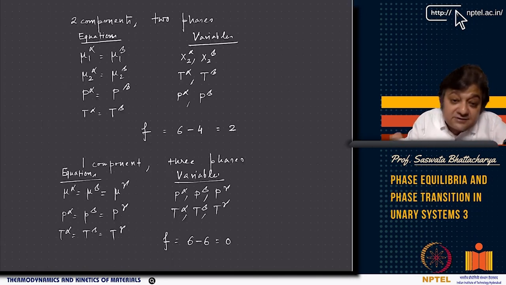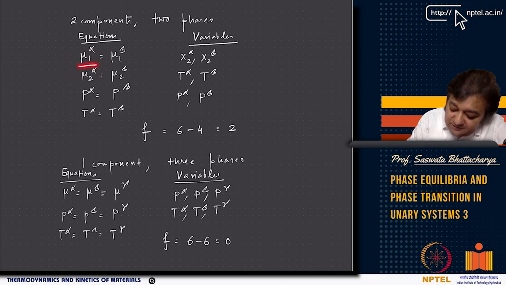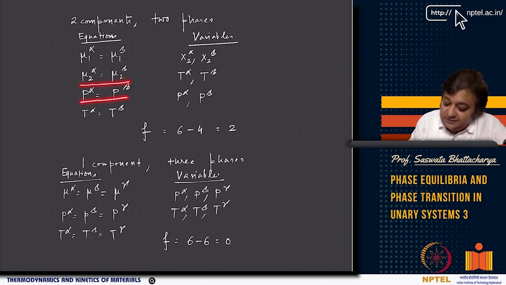Now, think of two components and two phases. Like one and two are the two components. Then you have this equation: the chemical potential of component one in alpha equal to the chemical potential of component one in beta, when alpha and beta are in equilibrium. Similarly, for component two, and then you have P alpha equal to P beta and T alpha equal to T beta.